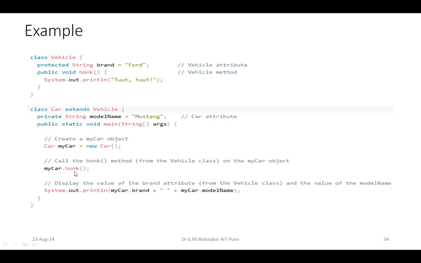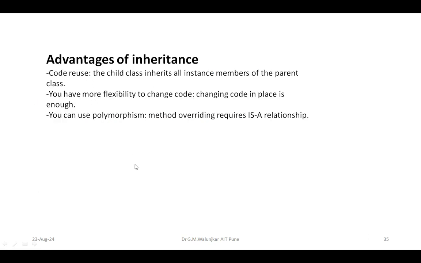So myCar.honk will call this particular function of the parent class, because we are not using any function honk in the derived class. So through inheritance, it is possible to call the parent class function from the derived class object. And again, we are using the same myCar object to print the model name of that particular car, which we are specifying in the derived class. So in this fashion, inheritance can be used.